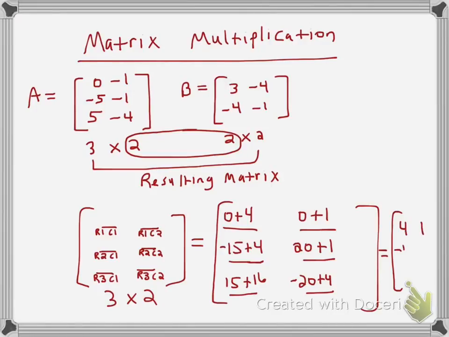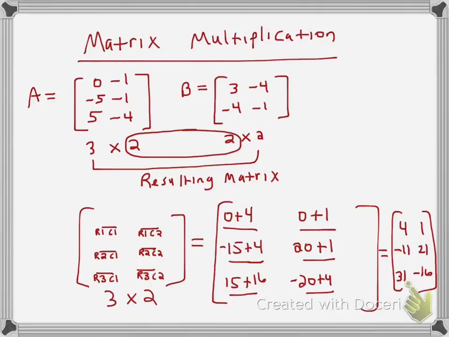Do your addition, and then your resulting matrix, which is a 3 by 2, should be 4, 1, negative 11, 21, and 31, negative 16. Right, so main thing, can you actually multiply these? Check your dimensions, and then once you have your resulting matrix, like this one, the 3 by 2, go ahead and start to identify each of those individual pieces, those elements.